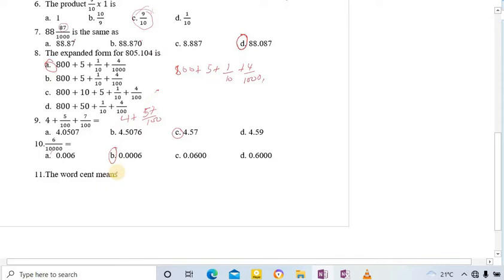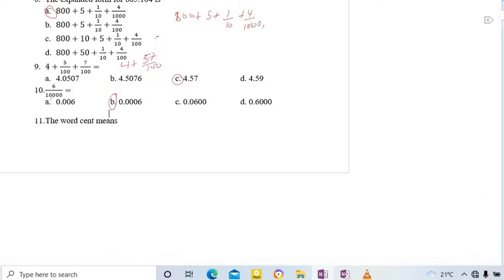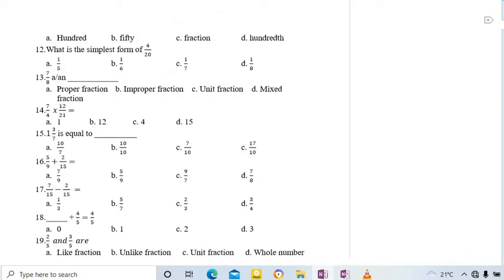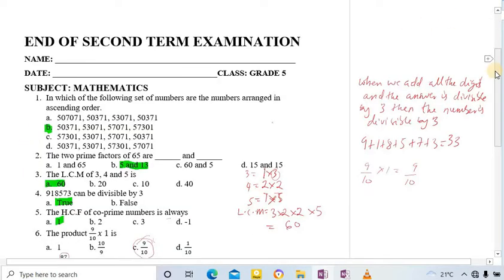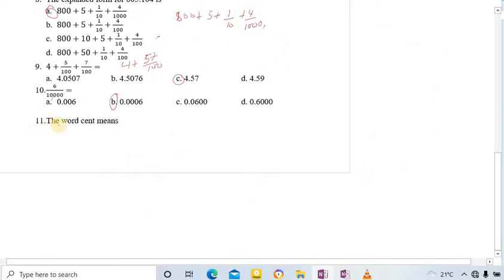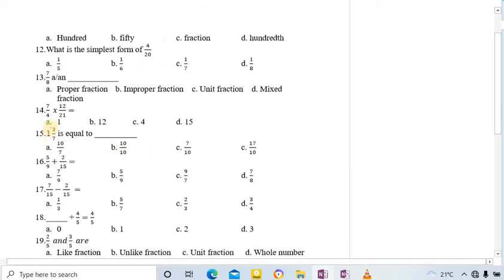All right. Next question. The word cent means a little knowledge of math vocabulary. The word cent means 100.